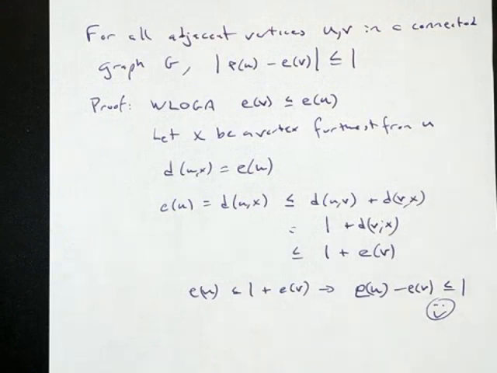By the way, if it's true for the eccentricities, it's true for the distances too, isn't it? Ignore the fact that I wrote E of U there and E of V here and just use the middle three sentences.